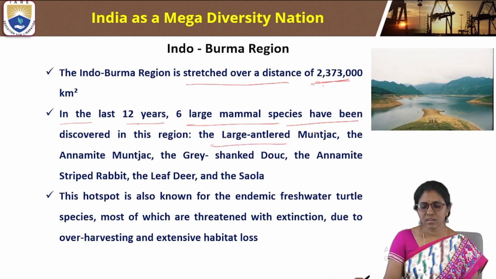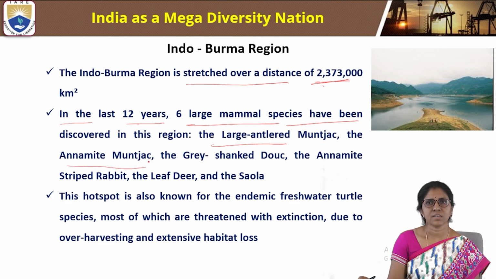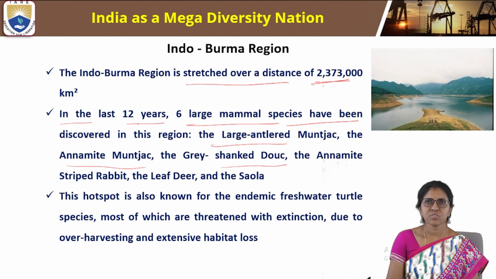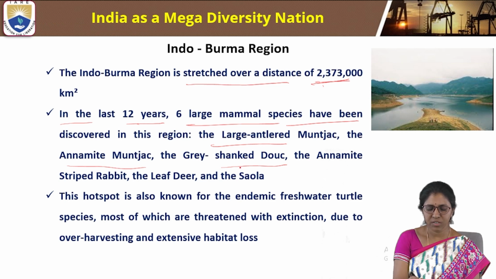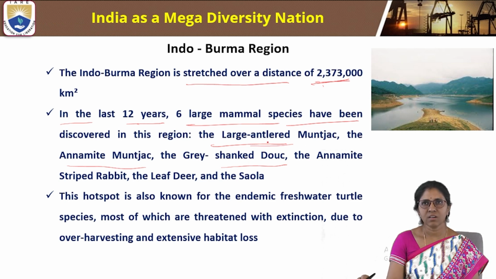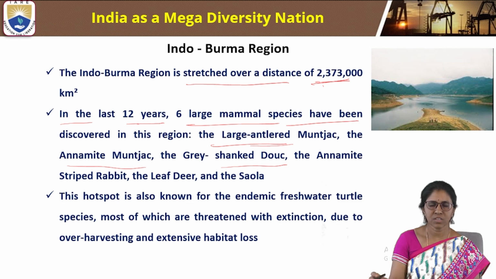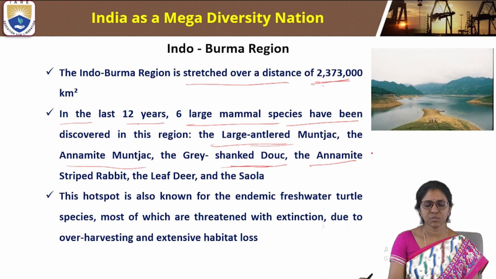These include the large-antlered muntjac, the Annamite muntjac, the grey-shanked douc, the Annamite striped rabbit, the leaf deer, and the saola.